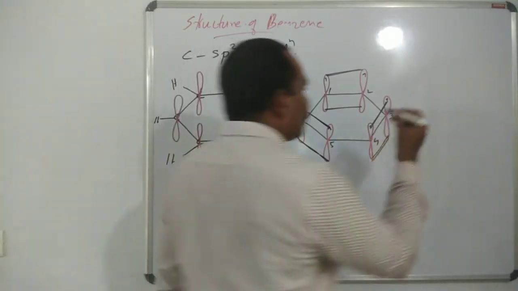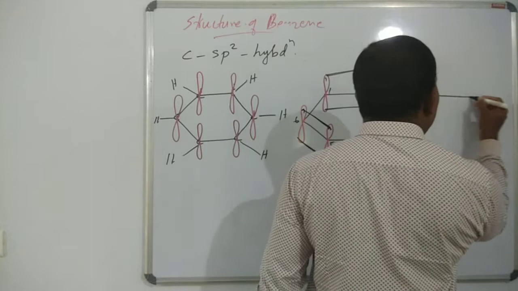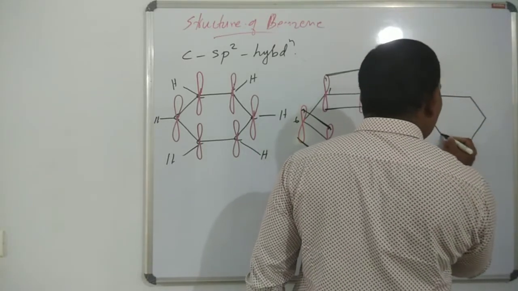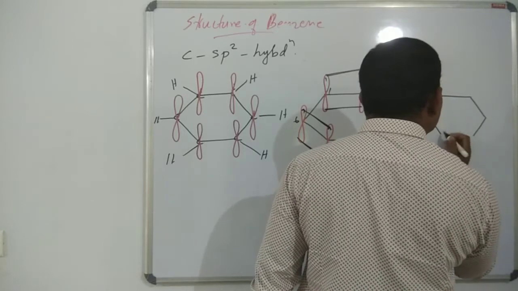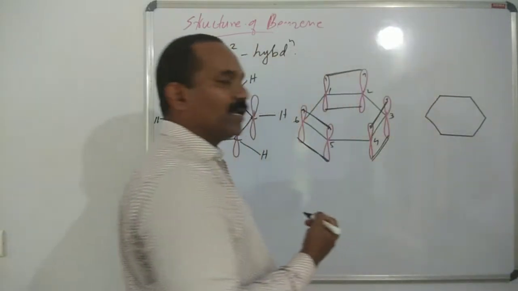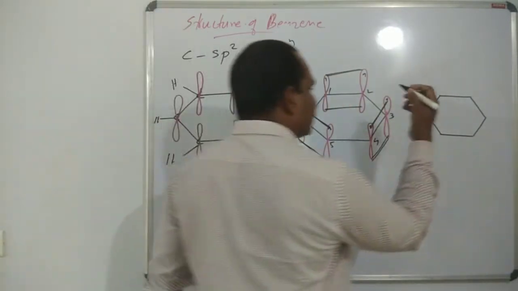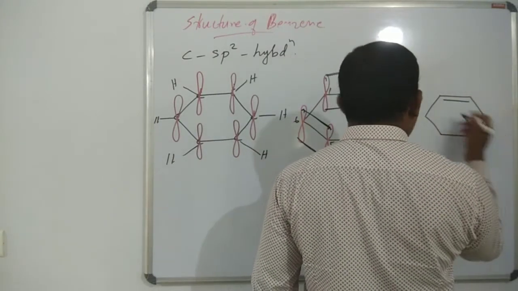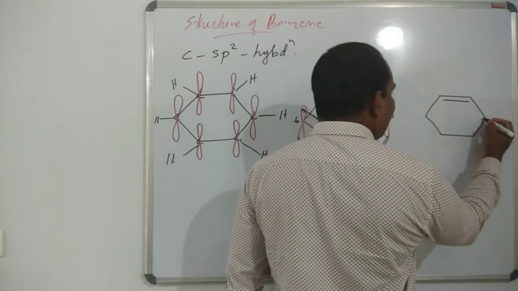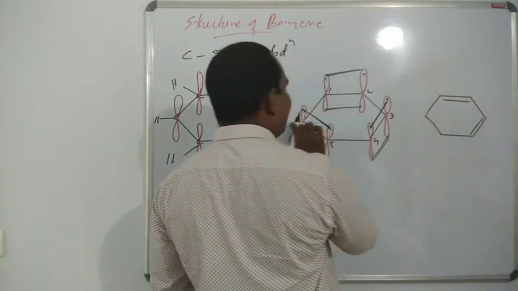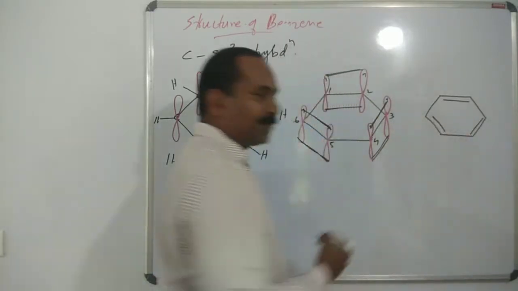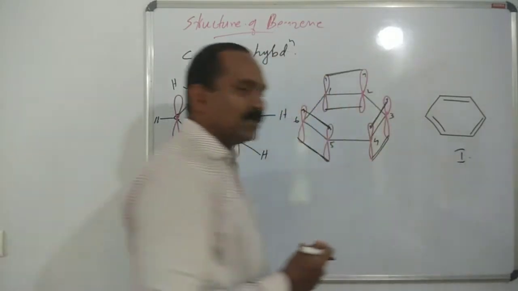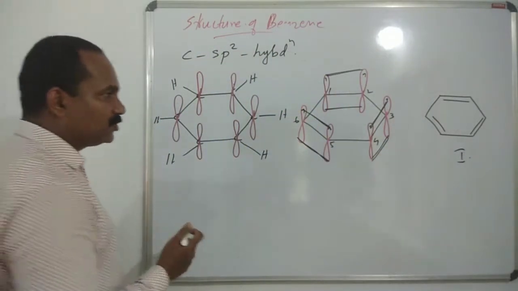What we get is a structure like this. All the 6 carbon atoms are the same, that's why we get a hexagon. Then the double bond between 1 and 2 comes here, between 3 and 4 here, and between 5 and 6 here. That is the first possibility.